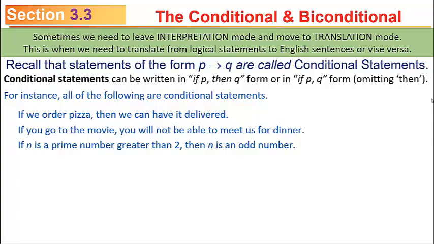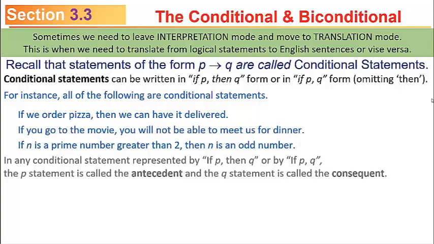For instance, all the following are conditional statements. If we order pizza, then we can have it delivered. If you go to the movie, you will not be able to meet us for dinner. If n is a prime number greater than 2, then n is an odd number. You don't actually have to have the word then in there for it to be understood to be there.